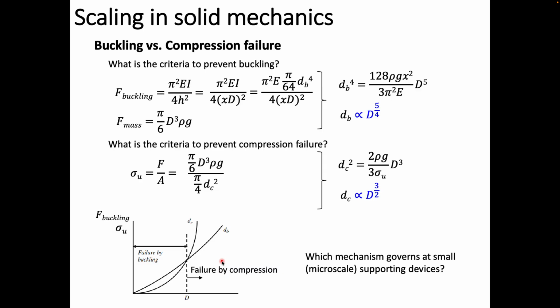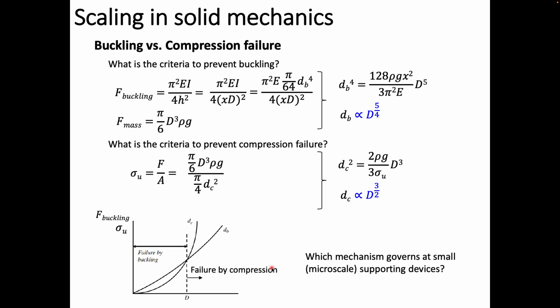Just by looking at this, you can ask the question: which mechanism governs a small, microscale supporting device? If we are dealing with a small scale object, most failures are due to buckling. You probably saw this observation as well. If you're dealing with a very small scale object, like our human hair, and you give a force at the top, it's hard to see it failing due to breakage. You often see buckling.